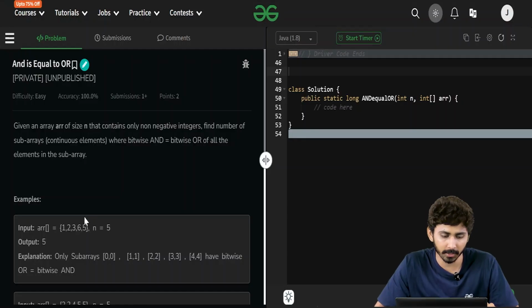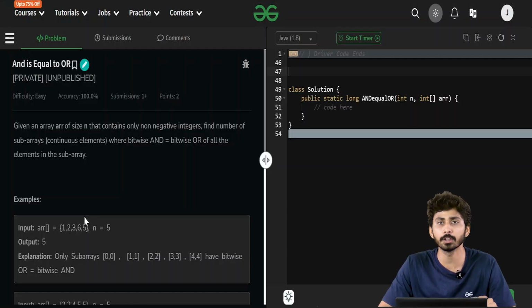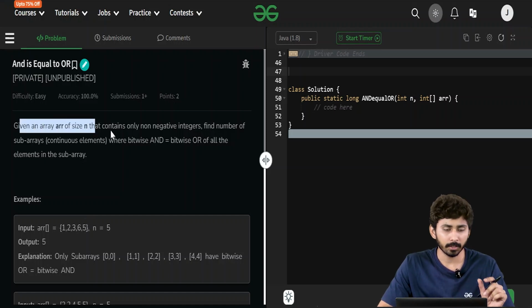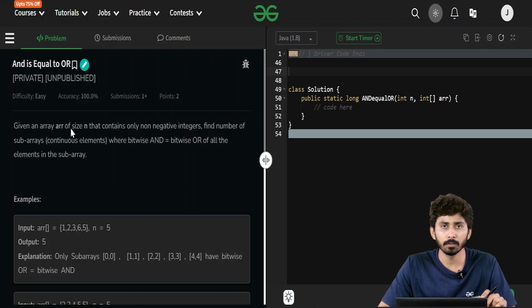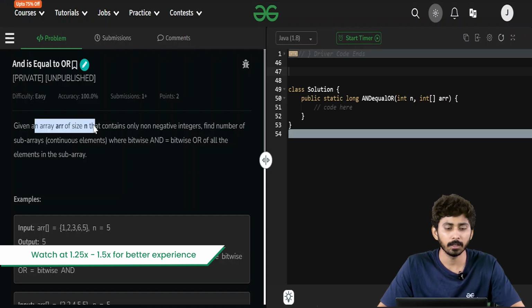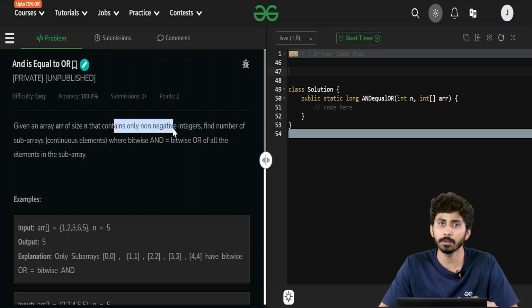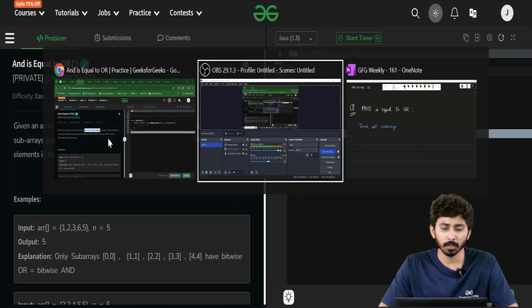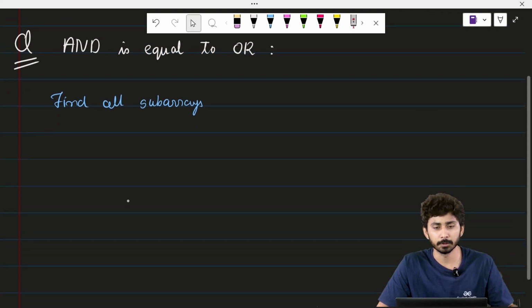So the first question that we are going to see right now is AND is equal to OR. Here you will be given an array of size n. There is a correction over here that the array which will be given will be a sorted array. In your problem statement it will be mentioned. The array is of size n that contains only non-negative integers, and you are supposed to find all the subarrays whose bitwise AND is equivalent to bitwise OR and return the count of all such subarrays. So let's try to see what the problem statement is saying with some examples.